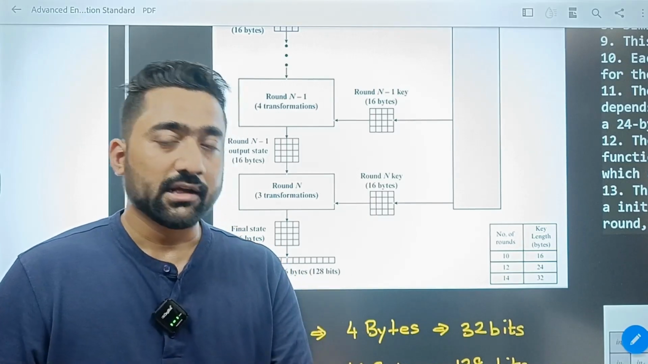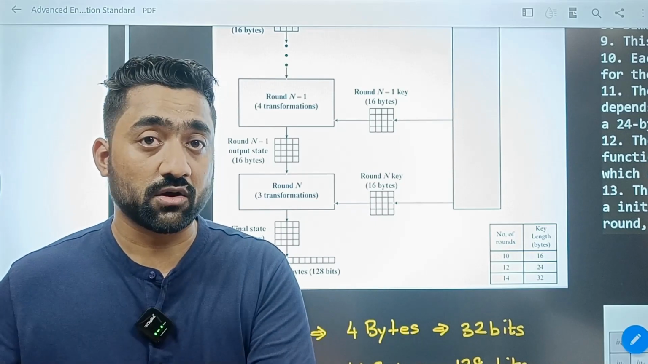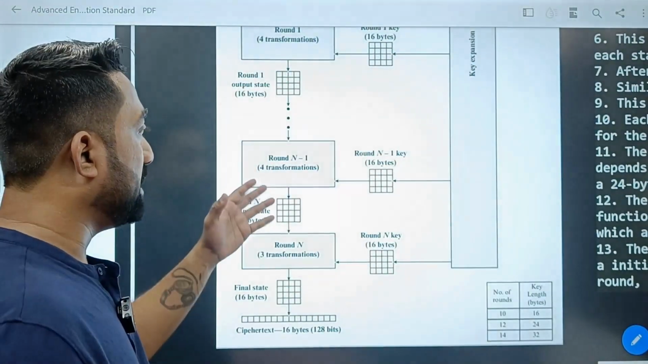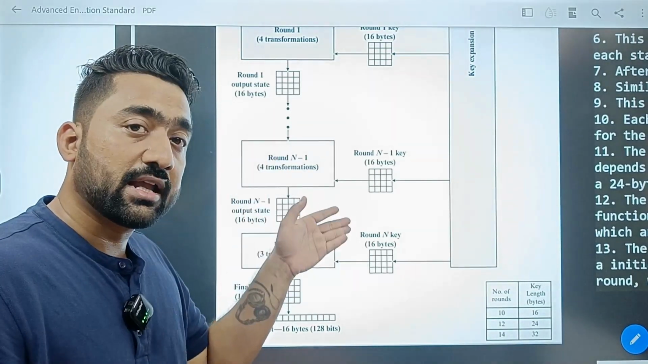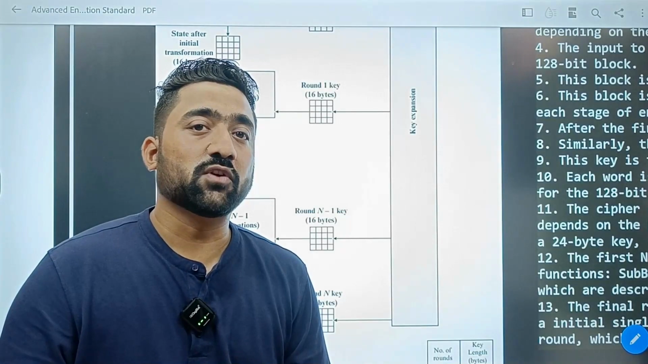I hope you liked it. Stay tuned for the upcoming explanation of how the internal rounds work in AES. This was just an introduction. We are still left with what exactly those transformations inside AES are and how the keys are generated. So stay tuned for the further videos.